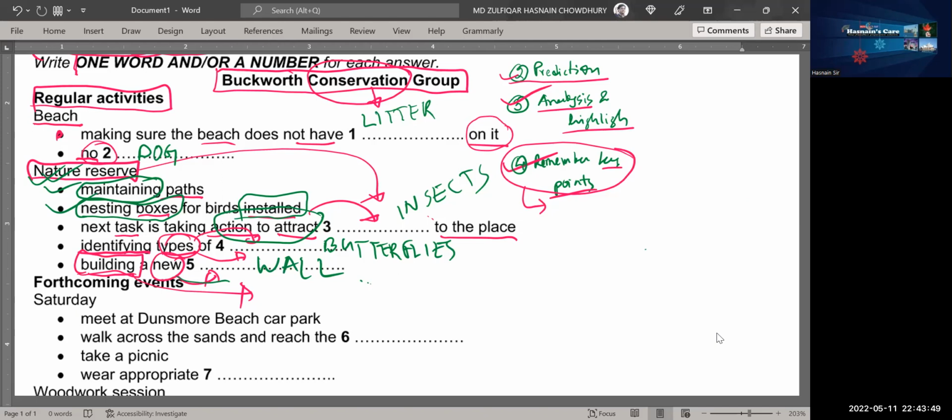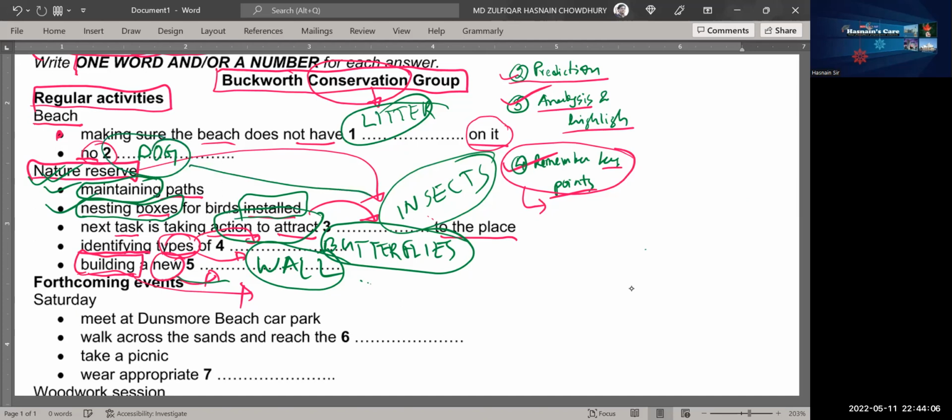All right, so we got the answers. Number 1 is litter. Number 2 is dog. Number 3 is insects. Number 4 is butterflies. And number 5 is wall.